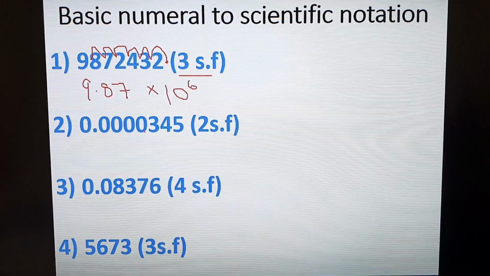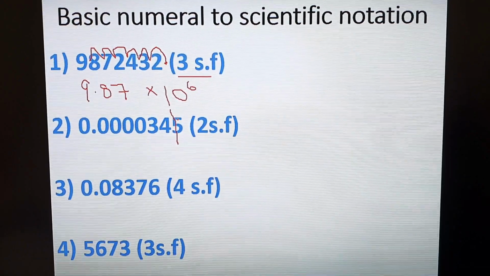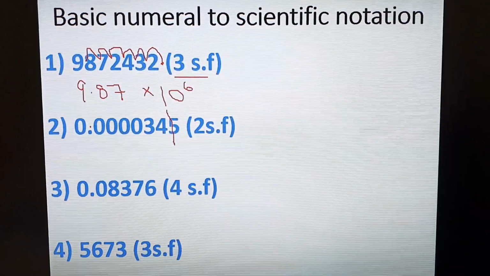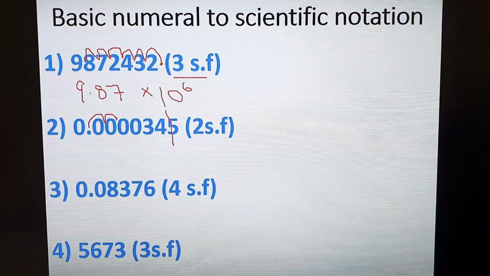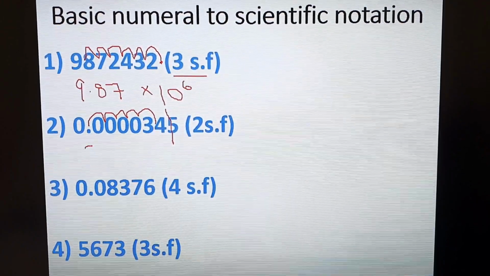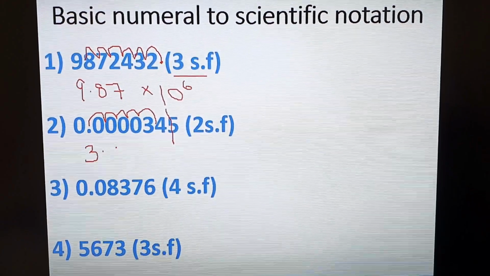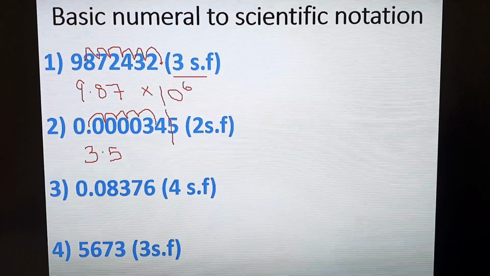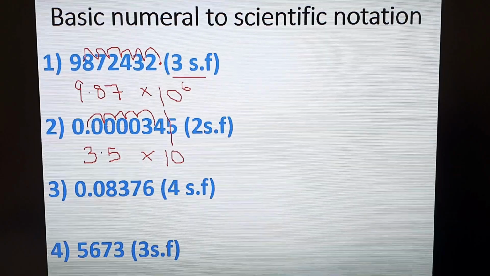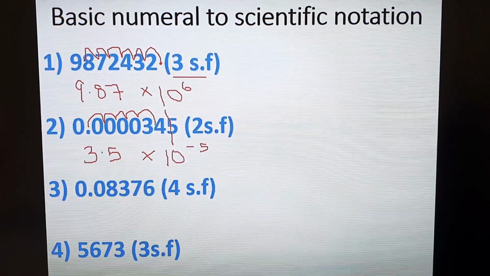Number 2. So to two significant figures, I know I stop writing there, and I know that the 5 is going to make the 4 a 5. So let's just move the decimal point to make it scientific notation first. So 1, 2, 3, 4. I stop here. That gives me a number between 1 and less than 10. 3 point, instead of writing 4, I'm going to write 5 because it's going to round it up. That's two significant figures. And don't forget the scientific notation, 10 to the power of negative 5. It's a very small number.